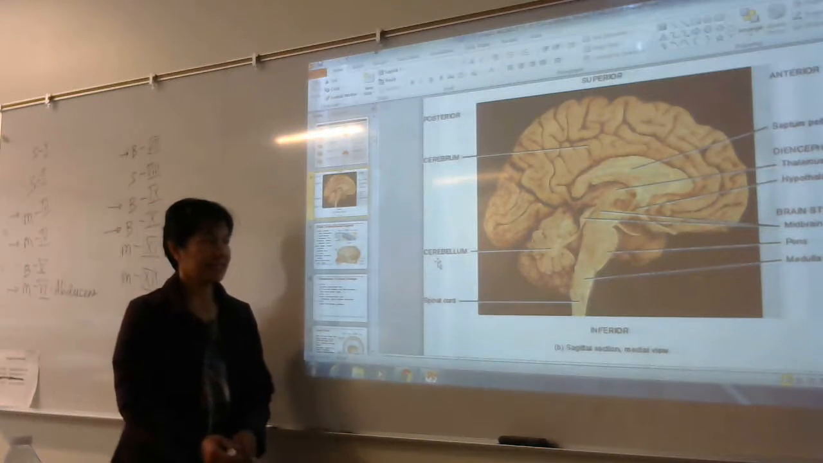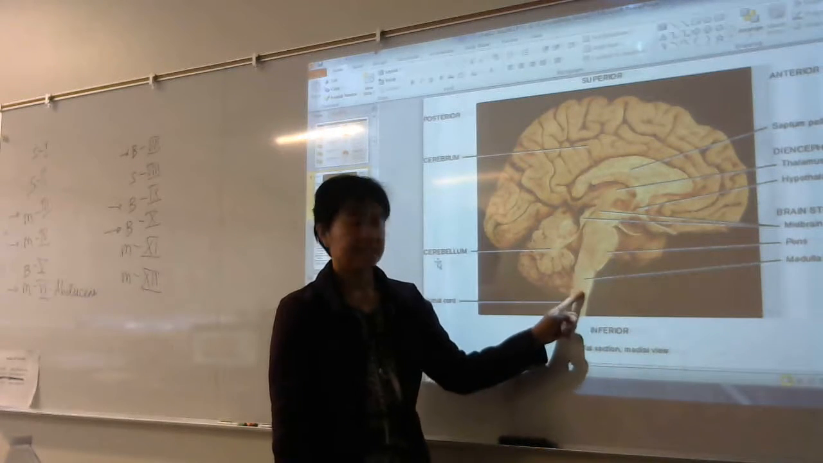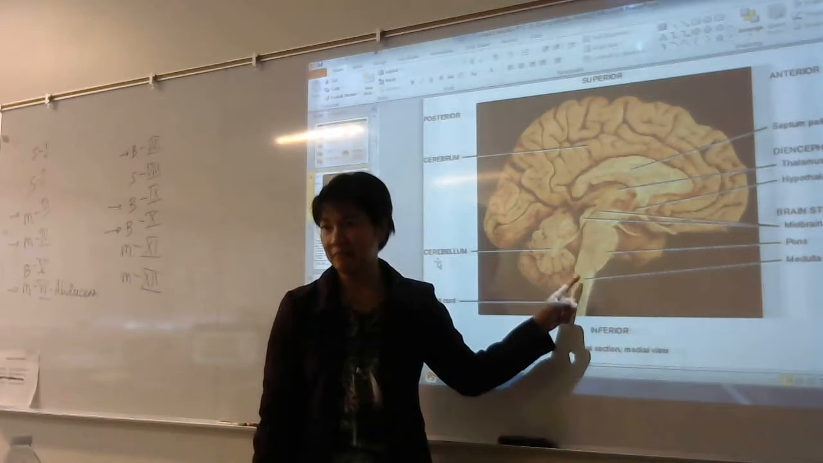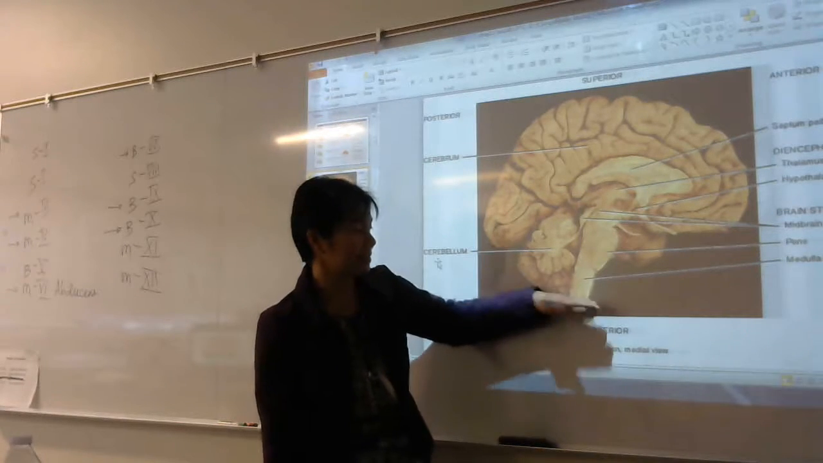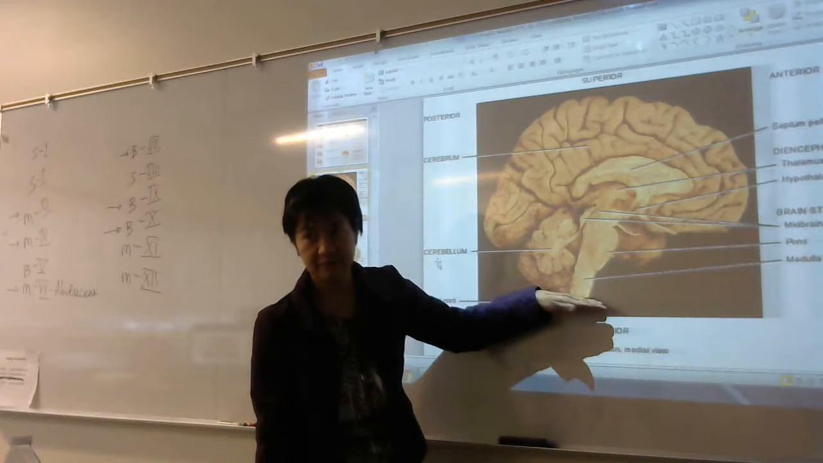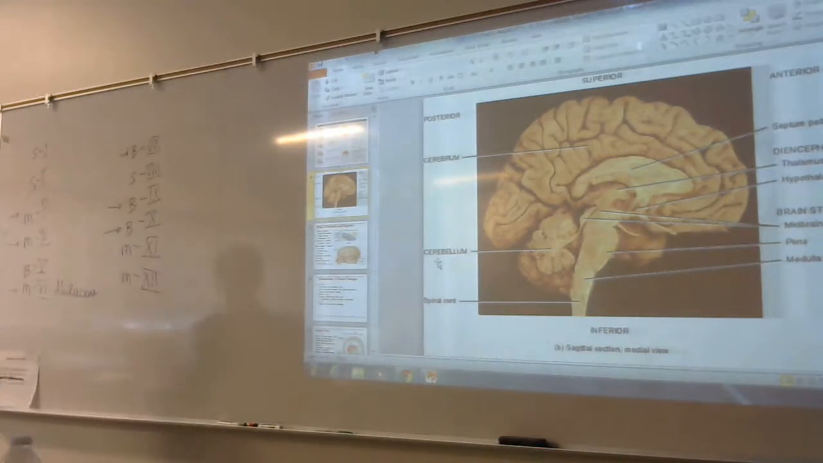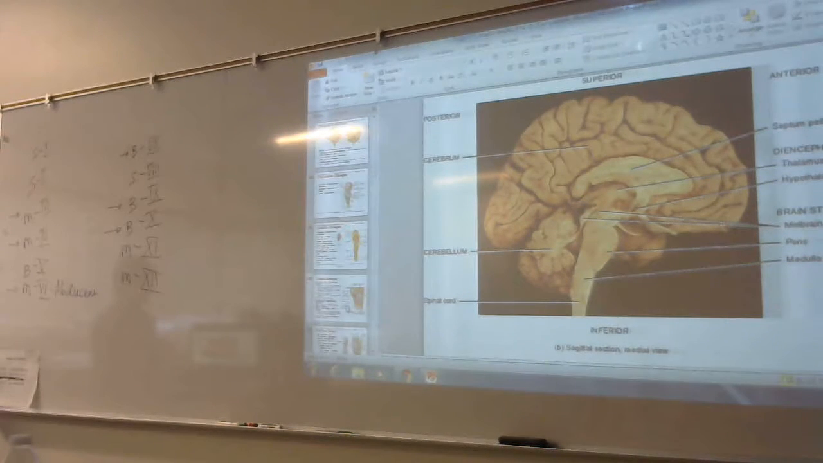So the first part right here is the medulla. This is the most inferior part of the brain. This is brain. From here up, this is brain. Okay. The first bulge that you will see is the medulla. You will see that in your sheep brain. It's very easy to identify.